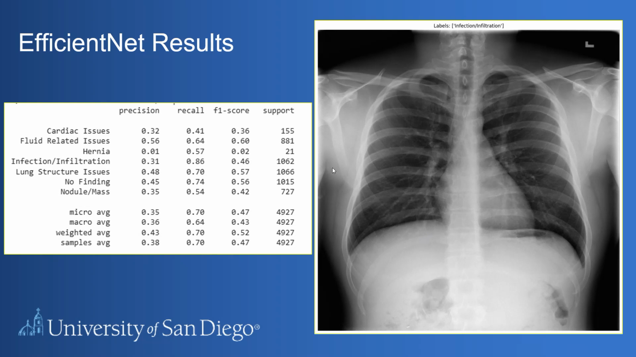On the right, you can see an actual demo of what this looks like. This is an actual demo of EfficientNet labeling a lung X-ray. And if you look at the lungs, there are signs of pulmonary infection here, probably consistent with something like pneumonia. So this perfectly fits under our infection infiltration class. And just to reiterate, those are the white lines there.